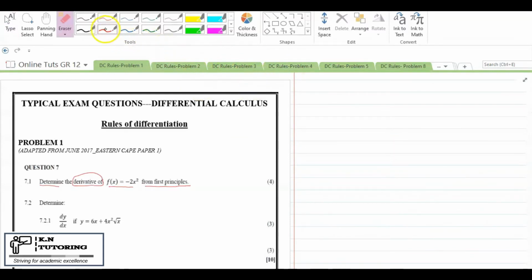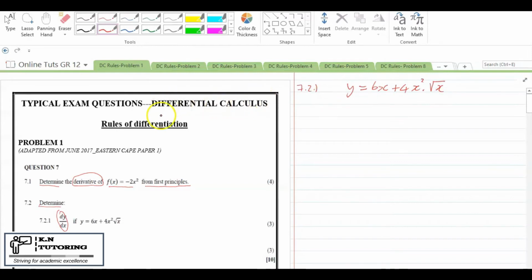Now we will continue with question 7.2. It says determine 7.2.1, dy/dx if y equals 6x plus 4x squared multiplied by the root of x. So the first thing that we do, we write what is given. 7.2.1, we are given that y is equal to 6x plus 4x squared multiplied by the root of x.